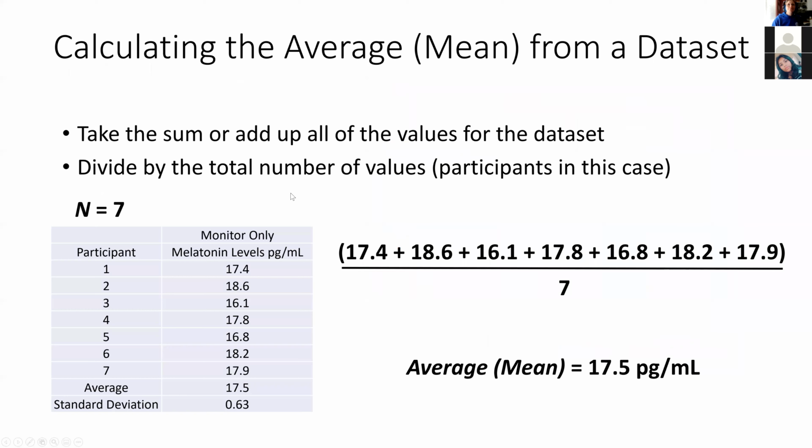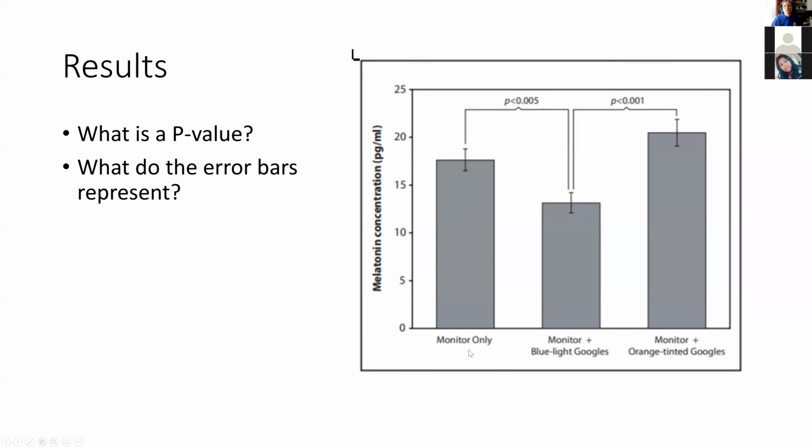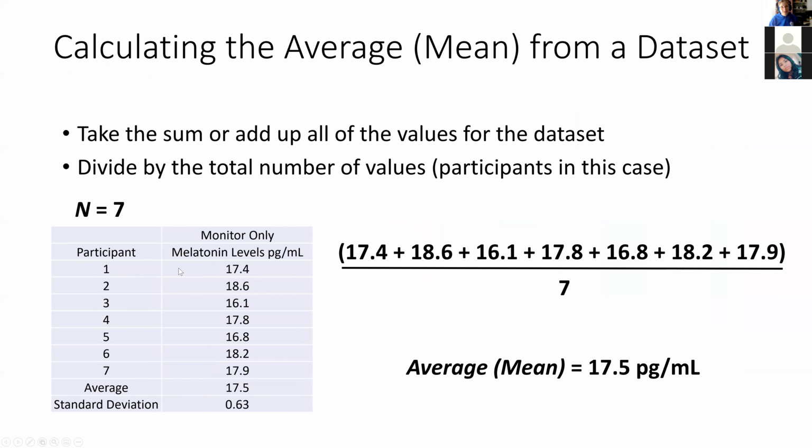So the first thing to do is to know that there was a data set that they had to analyze to get this chart, right? So they had 7 people, they had 21 people, right? So 7 were in the monitor only group, 7 were in the blue goggle group, and 7 were in the orange tinted goggles. So their data sets that they were looking at probably looked something like this.